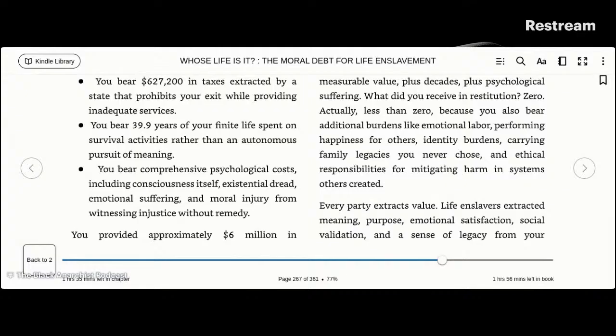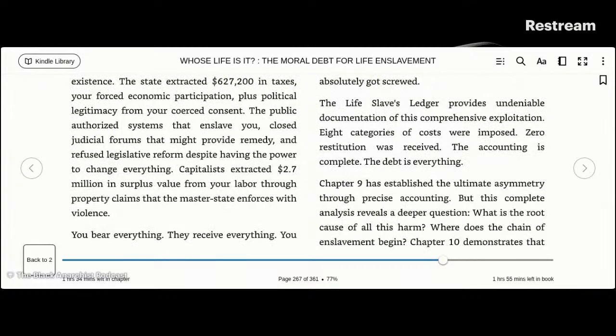Every party extracts value. Life enslavers extracted meaning, purpose, emotional satisfaction, social validation, and a sense of legacy from your existence. The state extracted 627,000 in taxes, your forced economic participation, plus political legitimacy from your coerced consent.